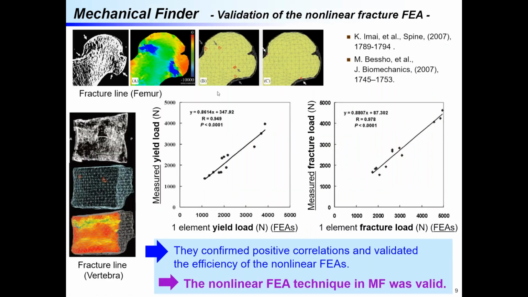Some papers reported validation of the nonlinear fracture FEA technique in the Mechanical Finder using the experimental caliber test of a femur and a vertebra. These graphs show the relationship between the measured yield load or fractured load and calculated ones. They confirmed positive correlations and validated the efficiency of the nonlinear FEA. So we think the nonlinear FE technique in the Mechanical Finder was valid.